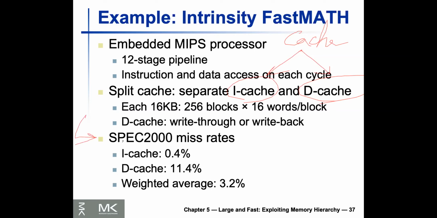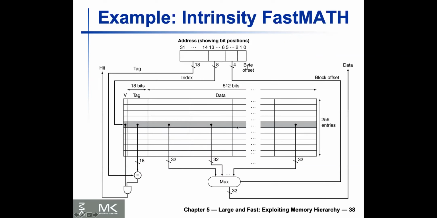So these are the experimental results on the SPEC 2000 benchmark, right? Remember in chapter 1, I was talking about some of the benchmarks. SPEC 2000 contains a number of applications that they ran on this architecture, and by running them, they found that on average they had a 0.4% I cache miss rate and an 11% data cache miss rate. And the weighted average of these two was 3.2%, okay? That's just for your example. You don't have to memorize the architecture of the Intrinsity FastMATH, but it's just going to give you some idea of how they implemented their architecture.